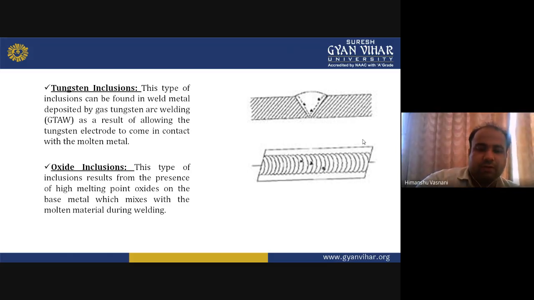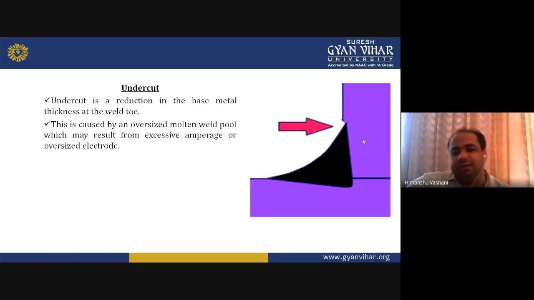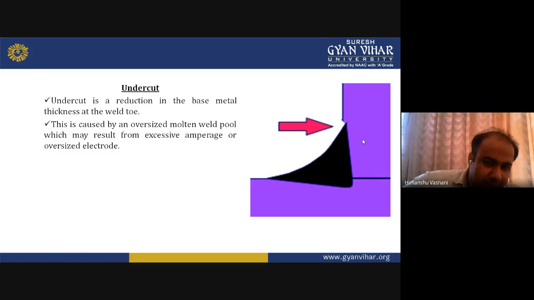Sorry, with the presence of high metal oxides on the base metal, which mixes with the molten material during welding. Then undercut, as shown in the diagram. Undercut means reduction in the base metal thickness at the weld toe. There is a reduction in the base metal thickness, so such kind of error occurs. This is caused by an oversized molten weld pool, which may result from excessive amperage or an oversized electrode.